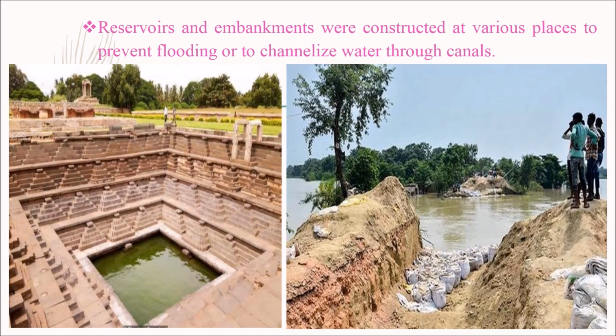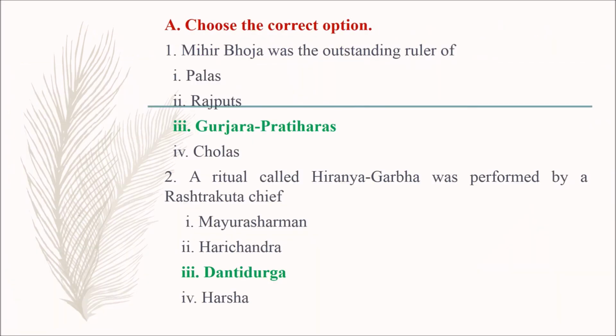Reservoirs and embankments were constructed at various places to prevent flooding or to channelize water through canals. Here we can see the pictures of reservoir and embankment. Now we are going to revise the bookmark questions with answers.